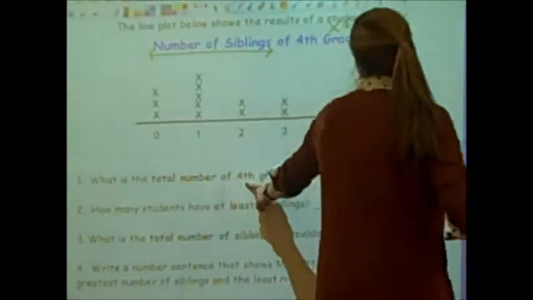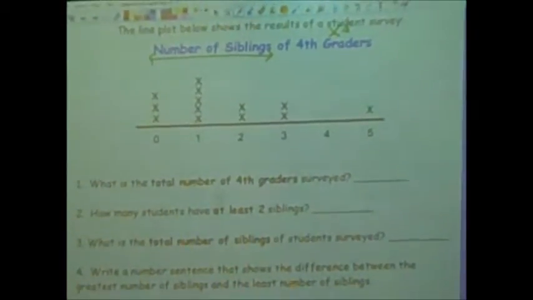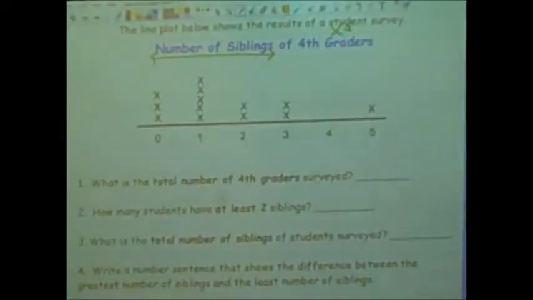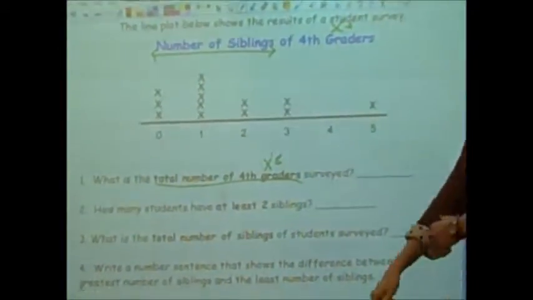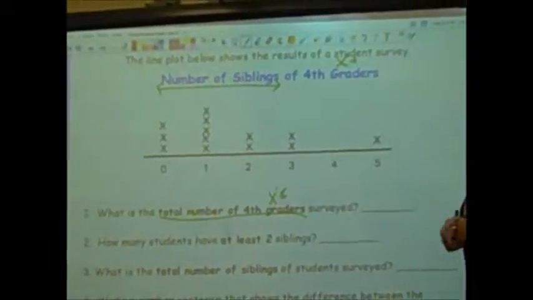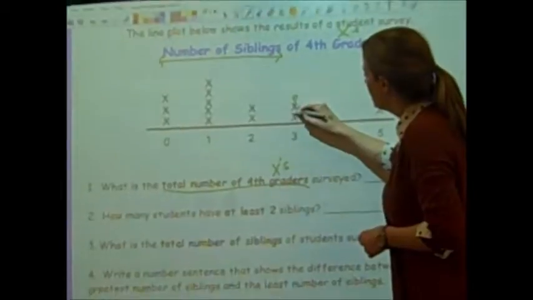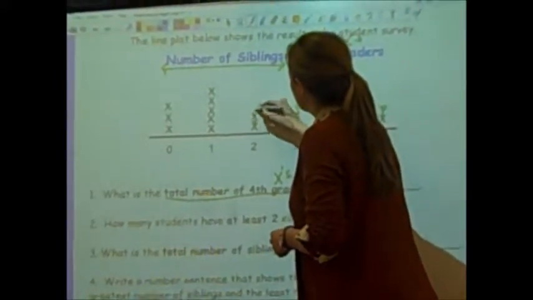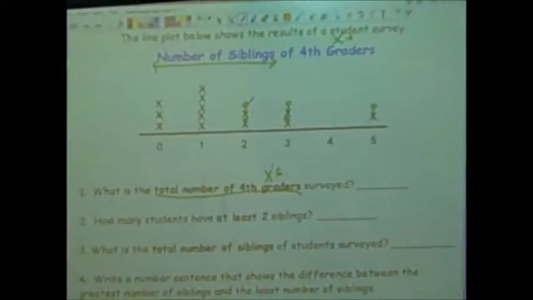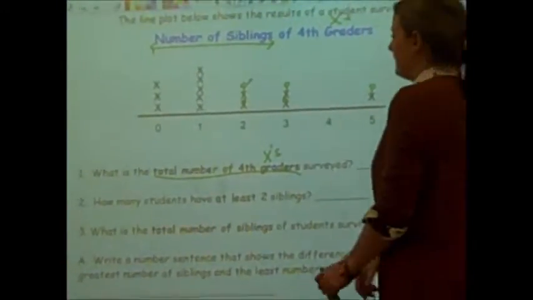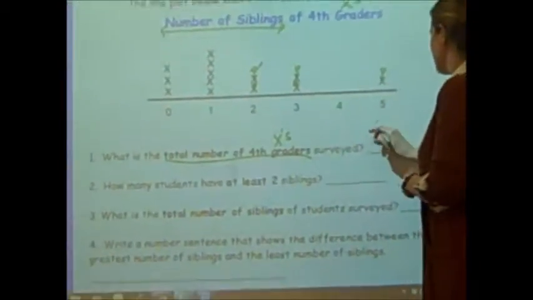Number 1 says, what's the total number of fourth graders surveyed? What would you do for that one? Count them up. Count the X's. You're just looking for the total number of students that were asked. And again, like Mrs. Kimball said, we can draw little people. 1, 2, 3, 4, 5, 6, 7, 8, 9, 10, 11, 12, 13 students.